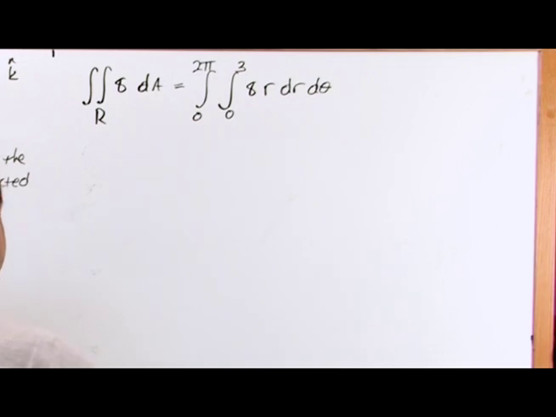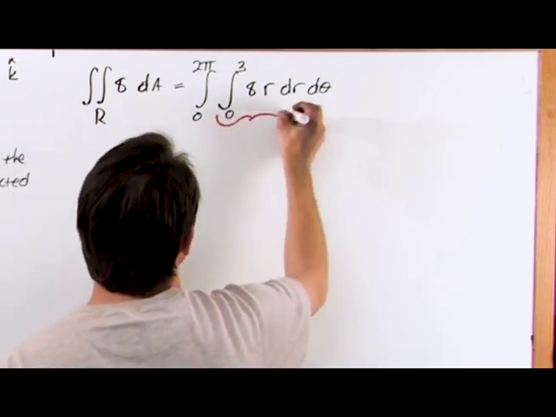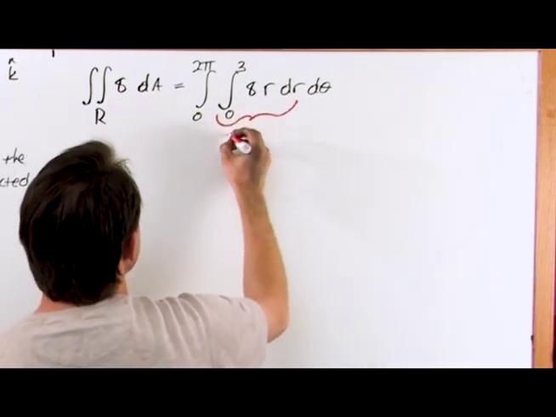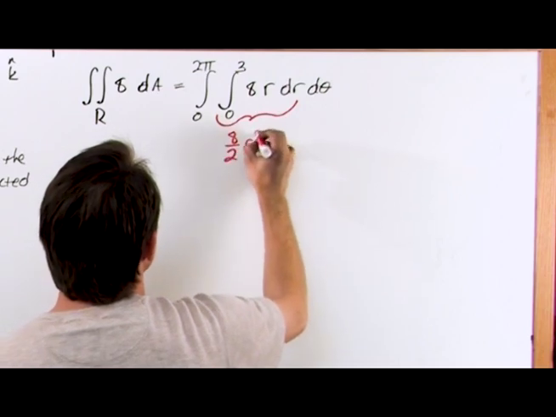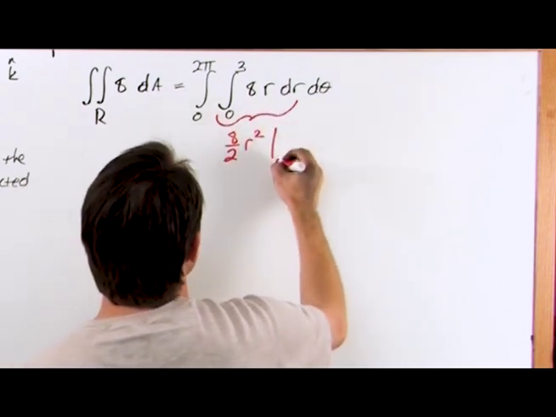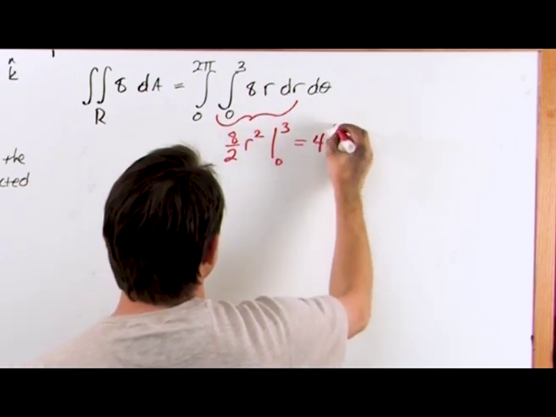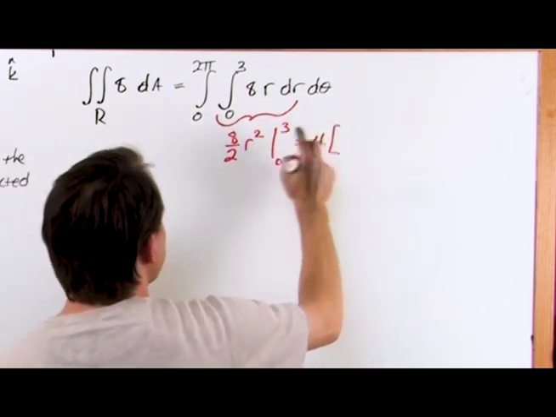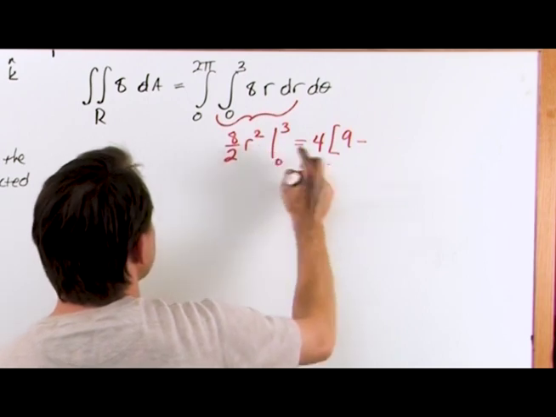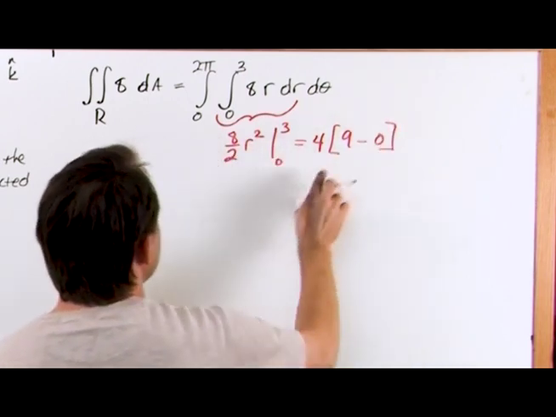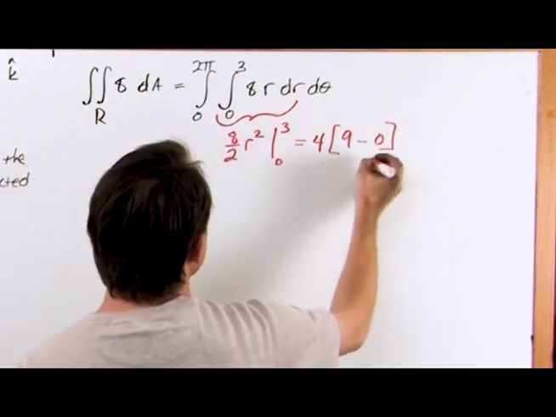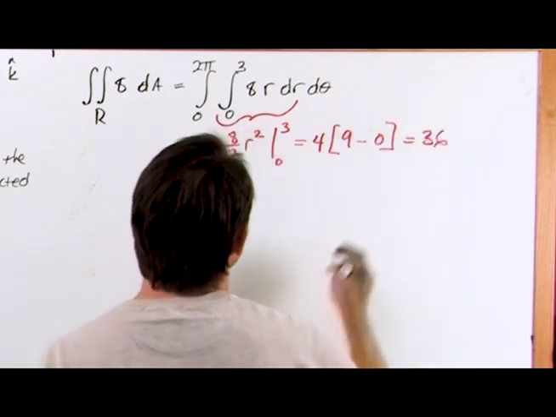So the first thing I'm going to do is work with the r integral. Integrating this gives 8 halves r squared, evaluated from 0 to 3. 8 divided by 2 is 4. Plugging this in, 3 squared is 9 minus 0 squared is 0. And 9 times 4 is 36. All right.